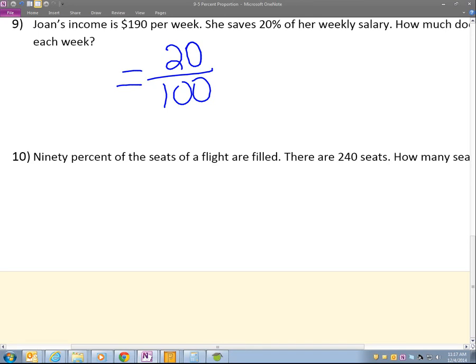So is it part or whole? Part. One, she makes $190 a week. Is there anything that's asking about more income? Careful. Is there anything talking about bigger than that? No. Is there anything else that she's getting? So, what would $190 a week be a part of?